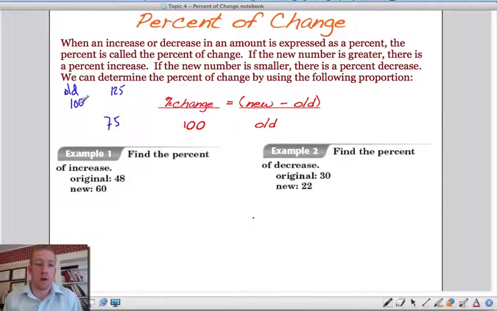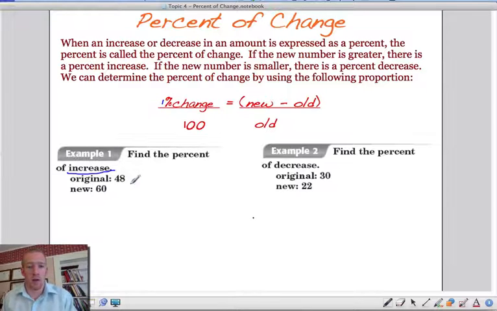So if we were going to do our examples here, find the percent increase. We know that's positive. Then our percent change, that's what we're looking for, x over 100 is equal to the new minus the old over the old. It's always over the old because it's in reference to the original. So the original was 48 and the new was 60. So 60 minus 48 over the old one, 48.